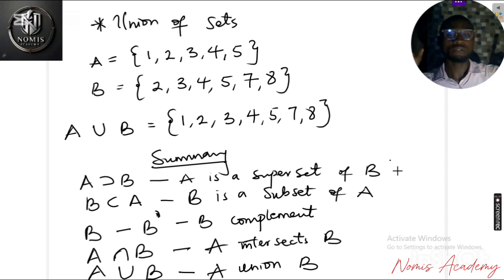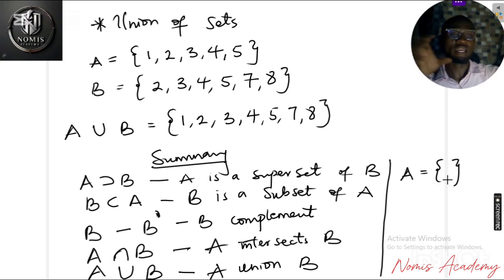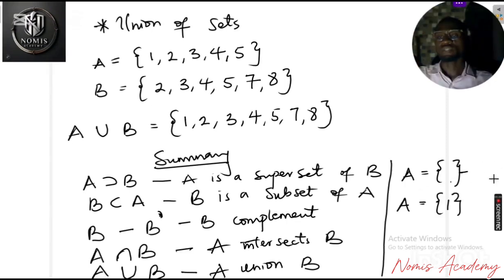When we talk about null sets, if I say set A is a null set, that means set A does not have any element. So it is denoted like this. A is a null set or an empty set. This one is a null set. So why is this a unit set?